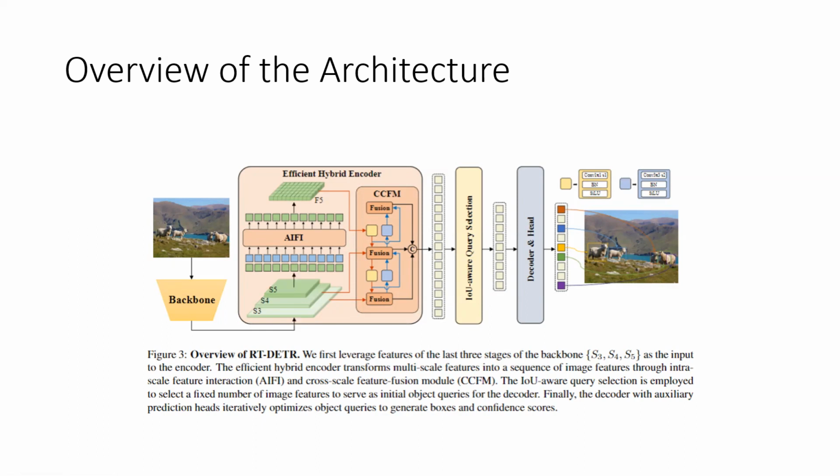AIFI is a transformer layer, which basically is a self-attention layer, which creates the self-attention map between the high-level features of S5 and creates a feature map which is then also sent to CCFM, which fuses all the features from S3, S4, and S5 together, and sends it for query selection. And after selecting queries, they send them to the decoder and detect the bounding boxes and classes. So this is the overview of the method.